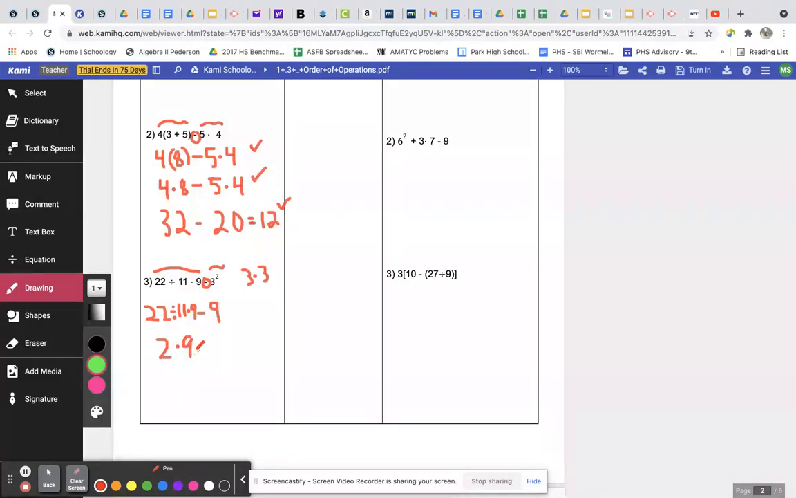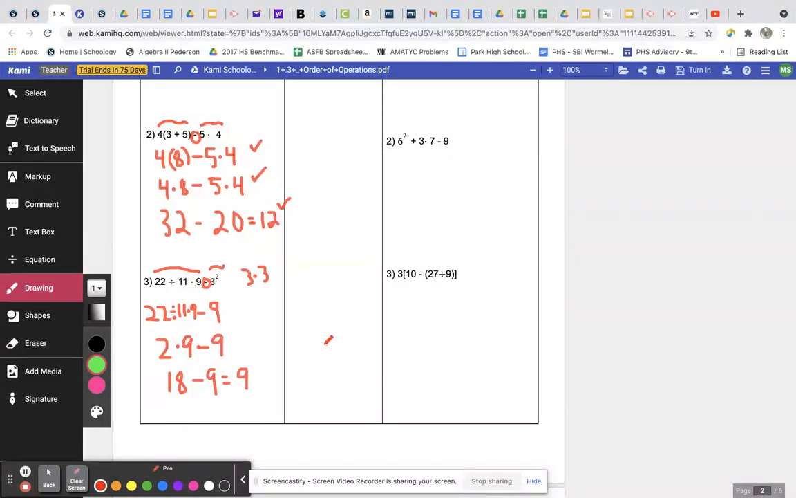And notice we're taking our time when we write this out. Okay, we're not skipping steps. And now we can do this multiplication. This is 2 times 9, which is 18. 18 minus 9 happens to be 9. And you are done, right?